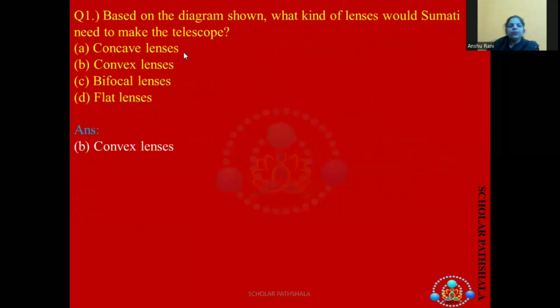First question is, based on the diagram shown, what kind of lenses would Sumati need to make the telescope? Concave lens, convex lens, bifocal lens, flat lens. Answer is convex lens.